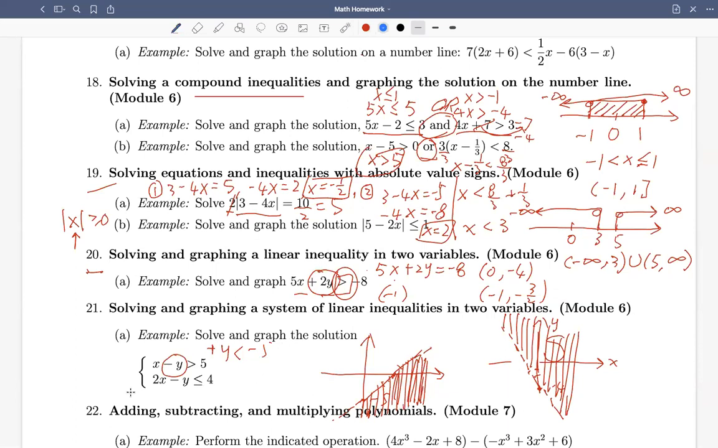Okay, I'm going to do the same thing. I need to find 2 points. If y is 0, I get x equals 2.